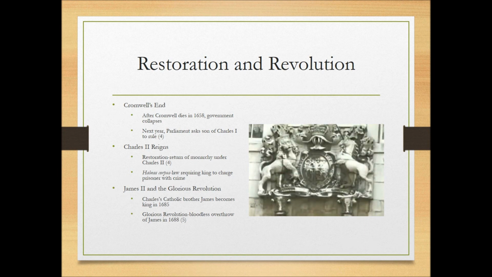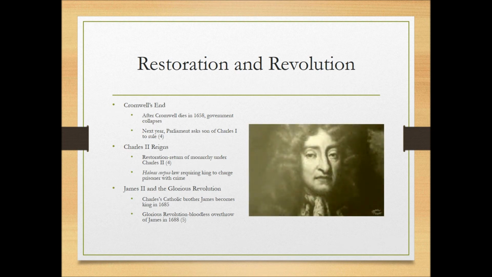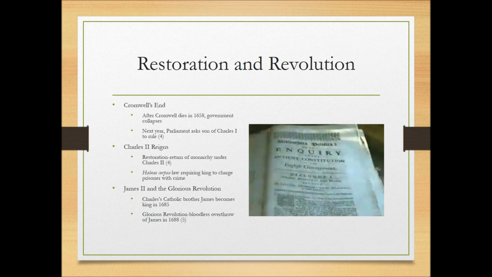Parliament gave him some conditions. Okay, we want you to be king. However, you must agree to habeas corpus. It's Latin for of the body. And it means that if you are going to charge someone of a crime, they have to be publicly charged. And they have to face a public trial in which they can argue and speak on their behalf.